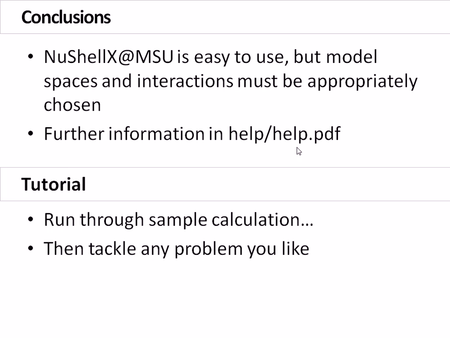Okay, so that's about it. In the tutorial, we'll run through a sample calculation, and if you've got things that you want to do or advice on calculations that you might be interested in, then by all means ask. That's about it. Any questions?